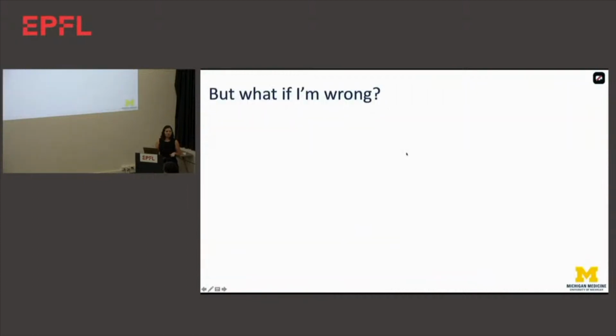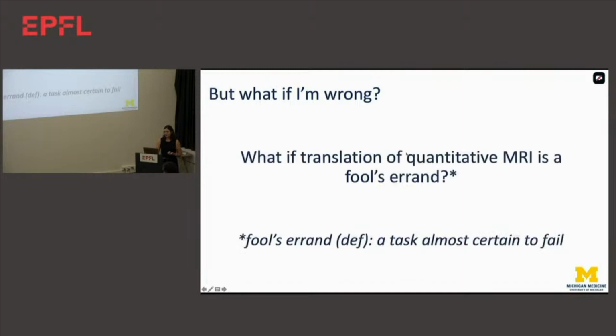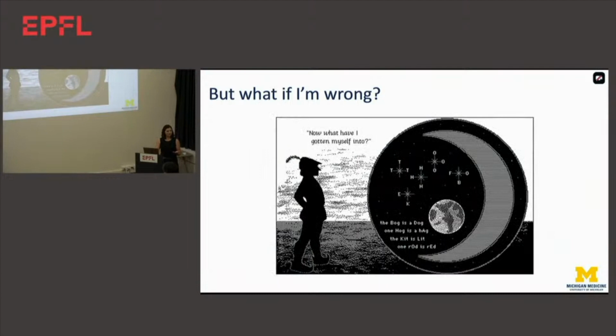But what if I'm wrong, right? What if a lot of us are wrong? And translation of quantitative MRI is a fool's errand, right? A task that will almost certainly not succeed, right? This could certainly happen. If this is the case, what have we gotten ourselves into?